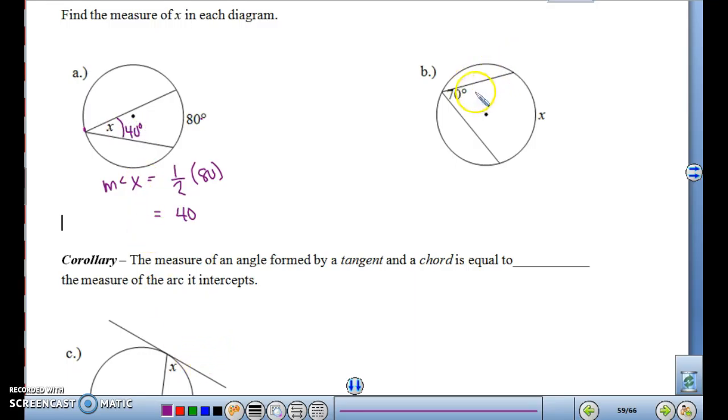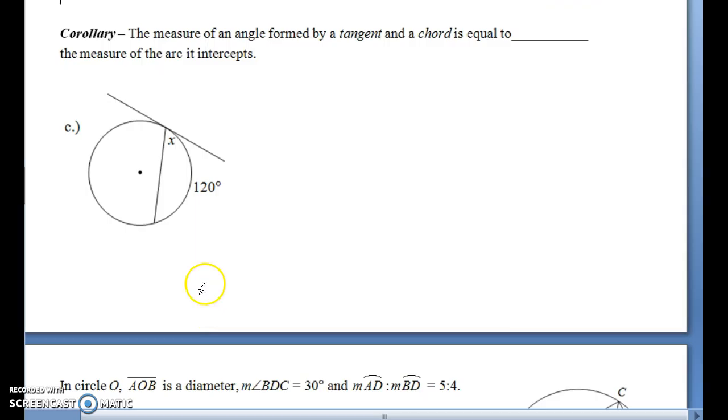All right, now, what do we know about the angle? It's 70 degrees. What do we know about the arc it intercepts? It will be twice. So x will equal twice the 70-degree angle. So that means x is 140 degrees. So this is 140 out here. This is half of this. This is twice this one. All right, we have one more corollary.